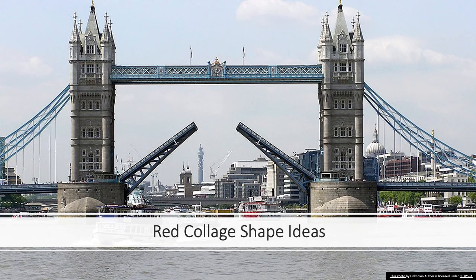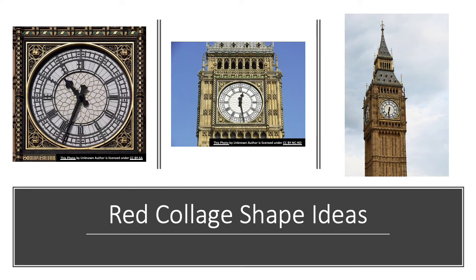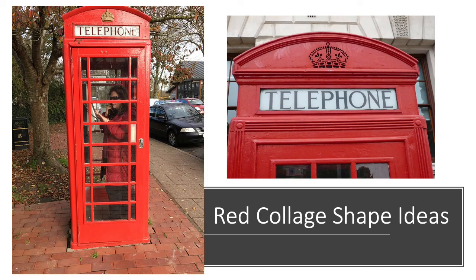Here is the bridge that goes over the Thames River. This is Big Ben and the clock face that's on Big Ben. This is at the top of Parliament, their government. Here is a telephone booth. You can even make the white sign at the top that says telephone in your picture.